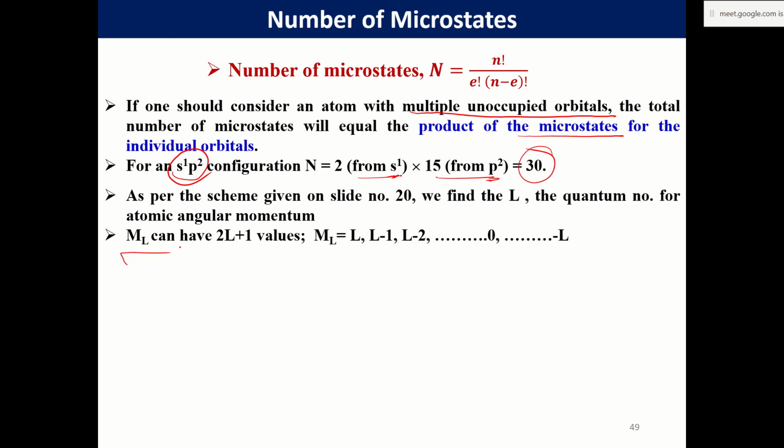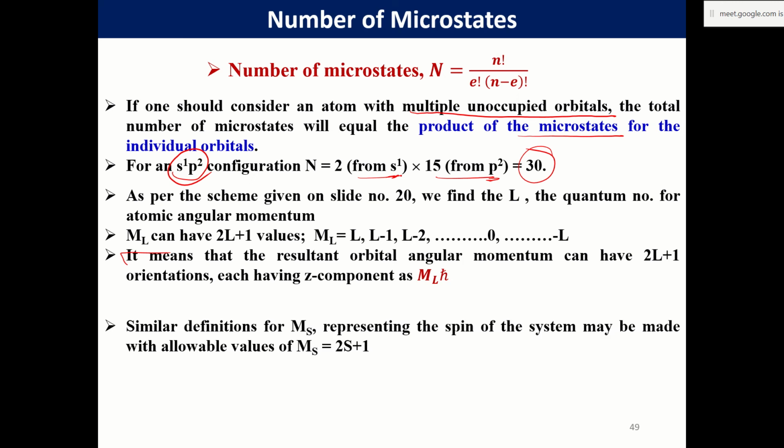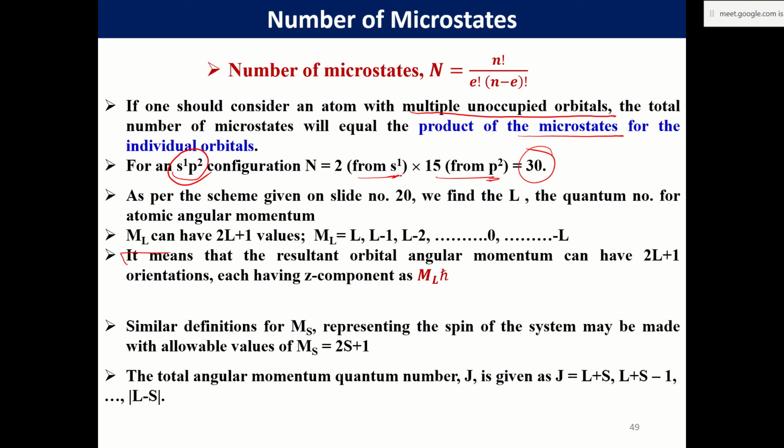And then ML values: ML means that you have that many different orientations possible for L, the total orbital angular momentum. And similarly the total spin angular momentum will also have 2S plus 1 ways to be arranged.